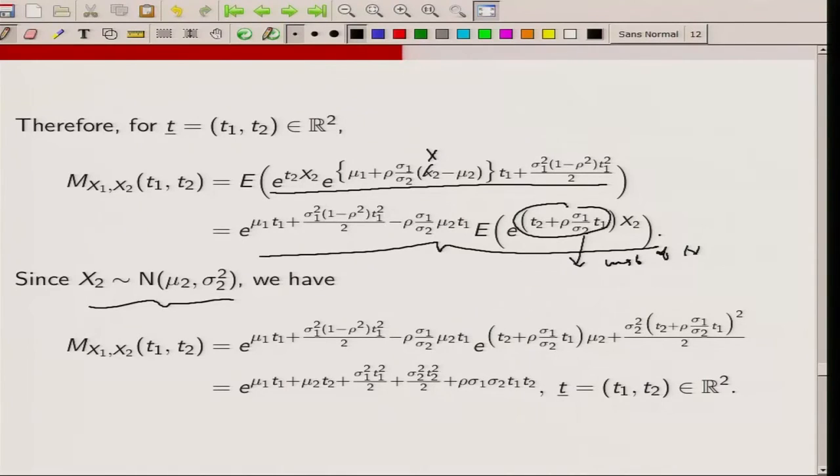So, we do nothing but e to power mu 2 times this plus sigma 2 square, this quantity square, divided by 2. So, I do that. e to power t2 plus rho sigma 1 by sigma 2 t1 times mu 2, plus this quantity square times sigma 2 square by 2, that is, t2 plus rho sigma 1 by sigma 2 t1 whole square by 2. So, you simplify, and this is what the MGF turns out to be: e to power mu 1 t1 plus mu 2 t2 plus sigma 1 square t1 square by 2 plus sigma 2 square t2 square by 2 plus rho sigma 1 sigma 2 t1 t2.